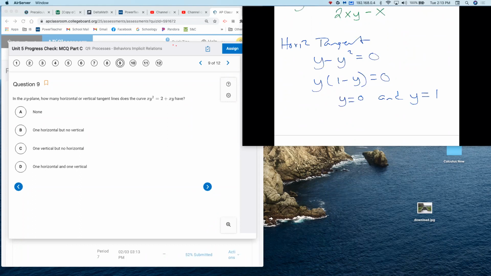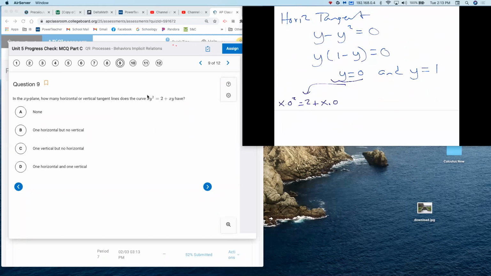But you really got to go back up here and plug it in. So notice that when y is equal to 0, from the original equation, that'd be x times 0 squared equals 2 plus x times 0. Notice that that means 0 equals 2. So that's kind of a false answer. So we know there's one horizontal tangent right here, but not two.